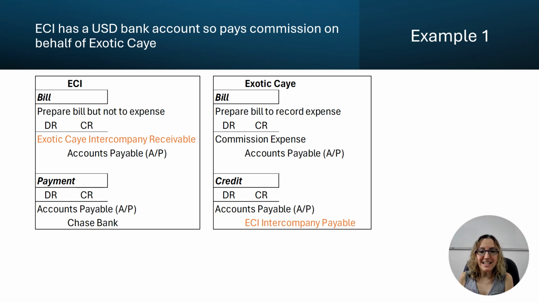Once we've done these things, you can see that if you were looking at the end of the month accounting, and these were the only intercompany transactions between the two companies, in orange, Exotic Key intercompany receivable and ECI intercompany payable have to be the same amount. So if this commission was $1,000, you should have an intercompany receivable in ECI for $1,000, and then you should have a payable in Exotic Key for $1,000. So these intercompany accounts always have to balance.